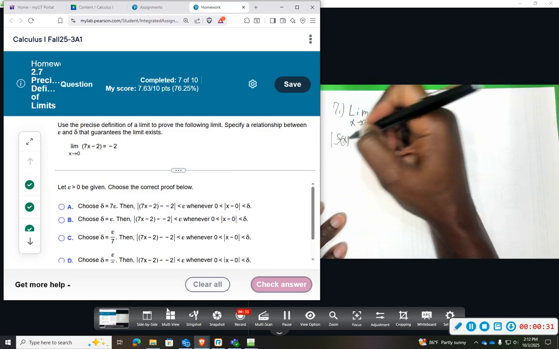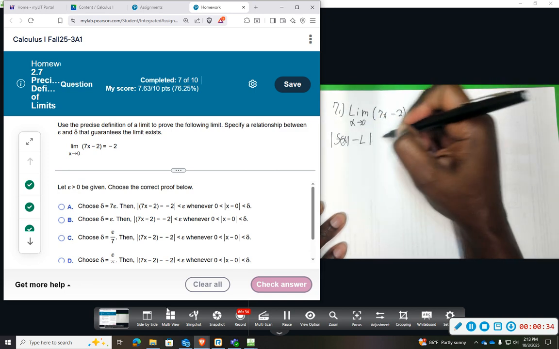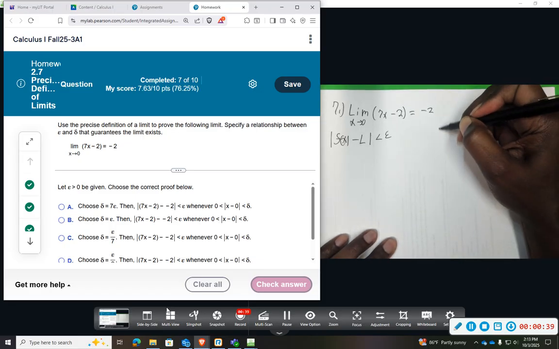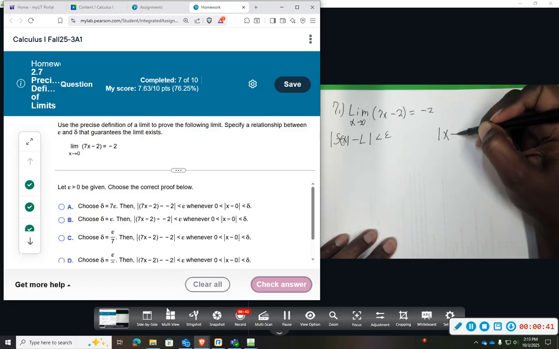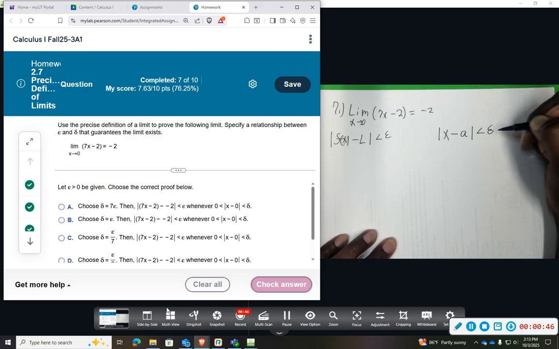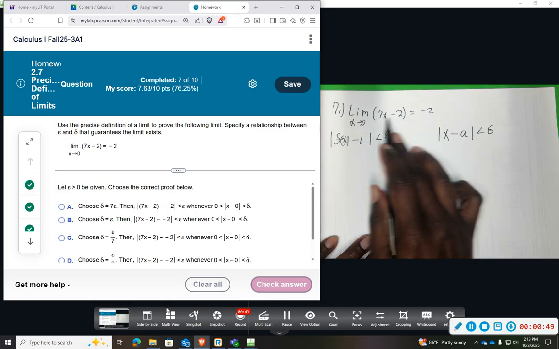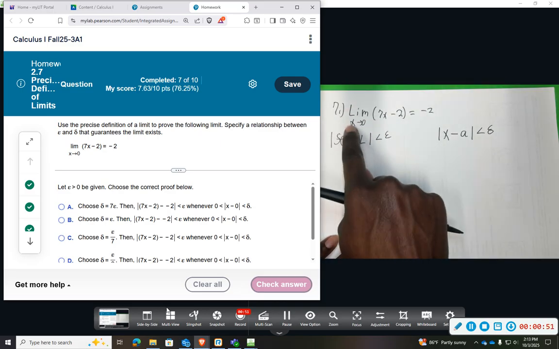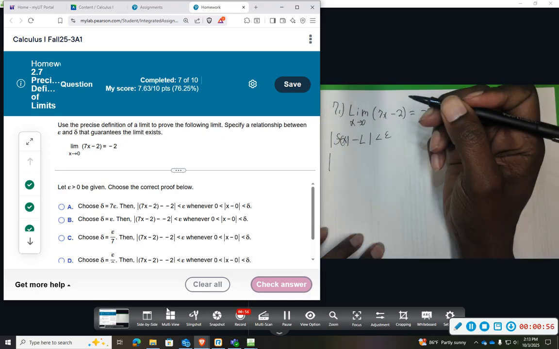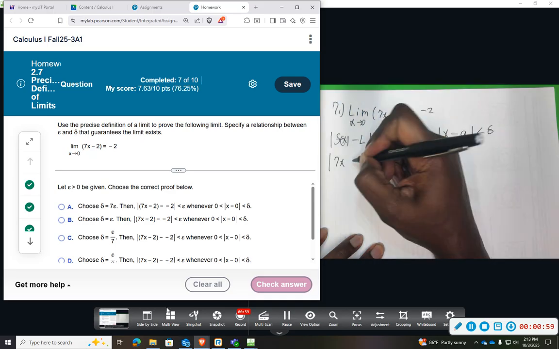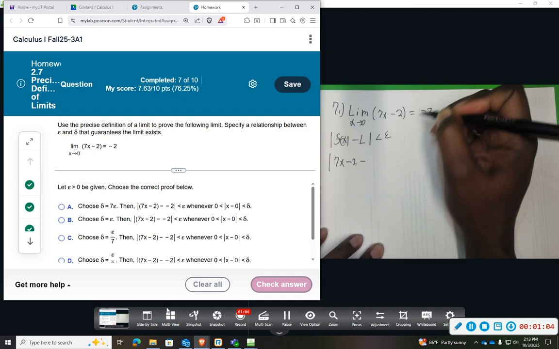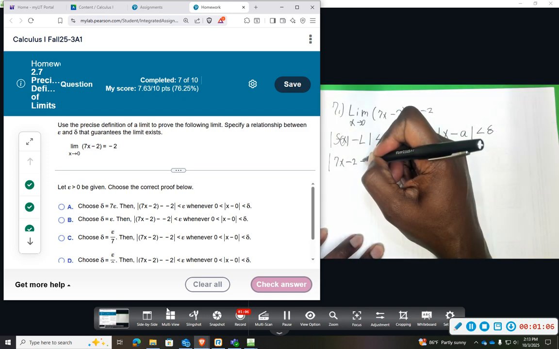|f(x) minus the limit| is going to be less than epsilon whenever |x minus the a value| is less than delta. Okay, so our f of x is equal to this function, and we're showing that the limit as x goes to 0 is equal to -2. So I'm going to say f of x, which is 7x minus 2. We're going to subtract the limit, so minus the limit of a -2, so that makes that become positive.